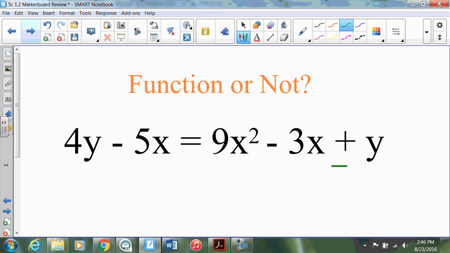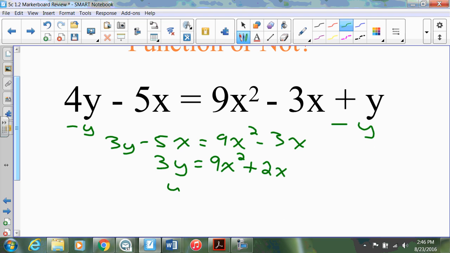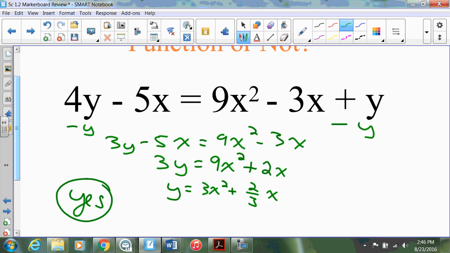But if you wanted to, you could go ahead and try to isolate y. You can go ahead and add 5x to both sides. Plus 2x. And you can even go ahead and divide every term by 3. And then you can really tell, oh yeah, this is a quadratic. Yes, it is a function. It's okay to take the time to go ahead and isolate y just to double check. It's also okay to look at this and go, I can tell it's a quadratic just looking at the original equation.